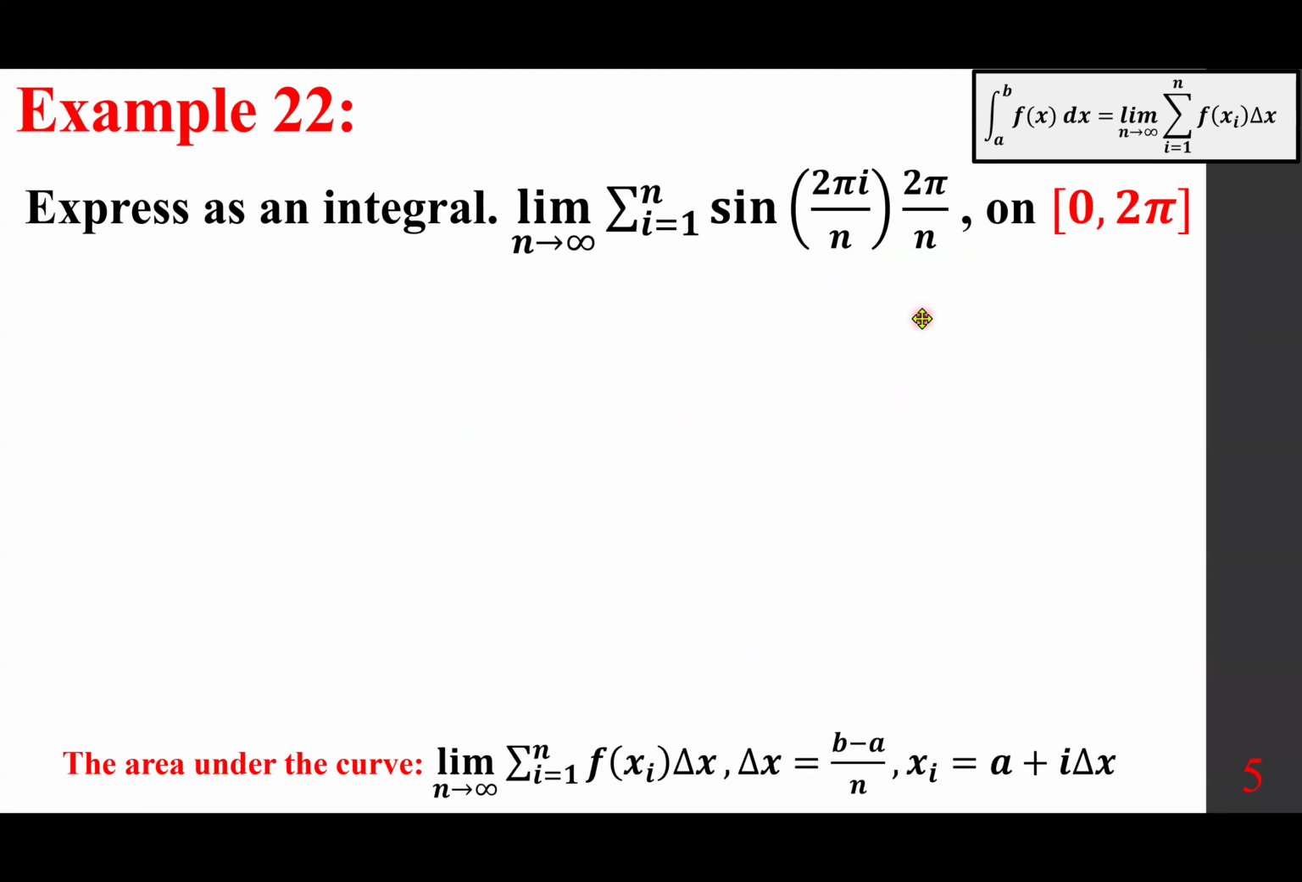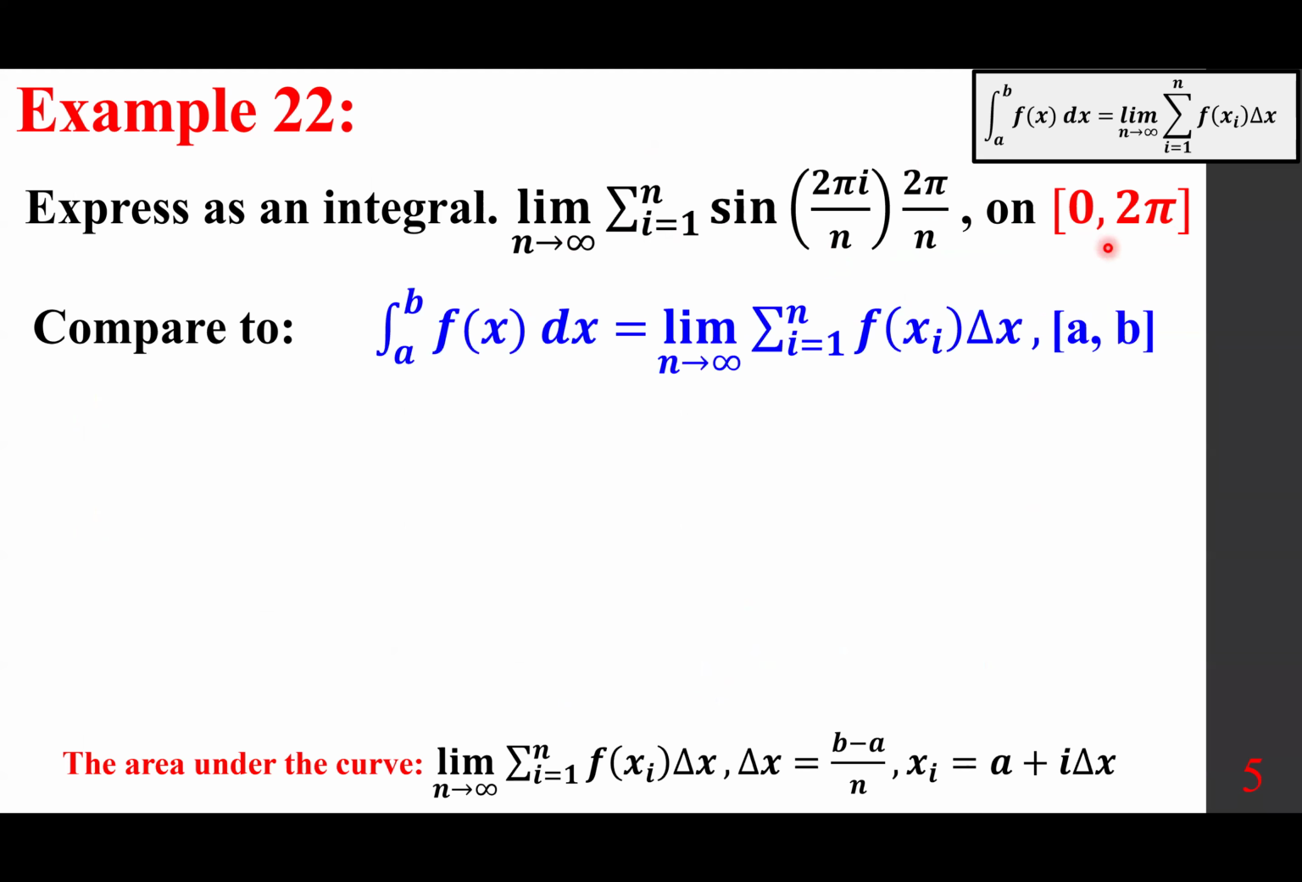What about this one? Expressed as an integral, the limit as n approaches infinity of the summation of i going from 1 to n of sine of 2 pi i over n, times 2 pi over n, on 0 to pi, which is obviously a to b. So again, let's do the comparison to what we have. This and the limit. So clearly, a is 0, b is 2 pi, and delta x is b minus a over n.